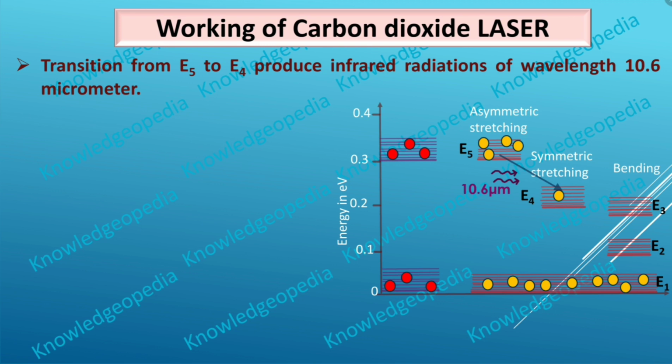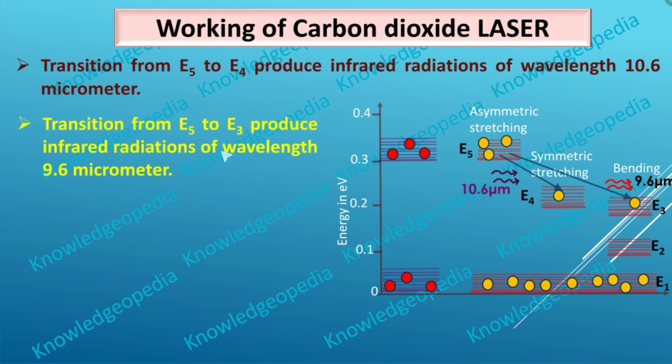There is another transition which occurs between E5 and E3, and because of this transition, the wavelength of the light we are getting is 9.6 micrometer, and this is also in the infrared region. So the transition from E5 to E3 produces infrared radiation of wavelength 9.6 micrometer. This is how we are getting two wavelengths in the output of carbon dioxide lasers.